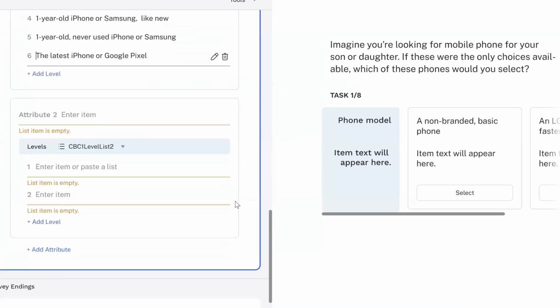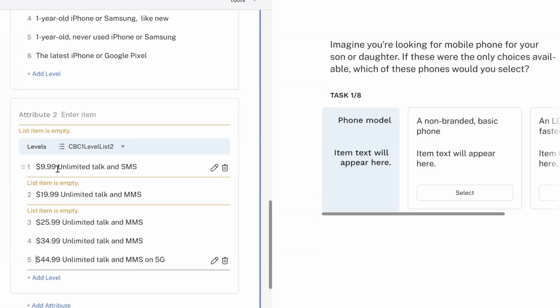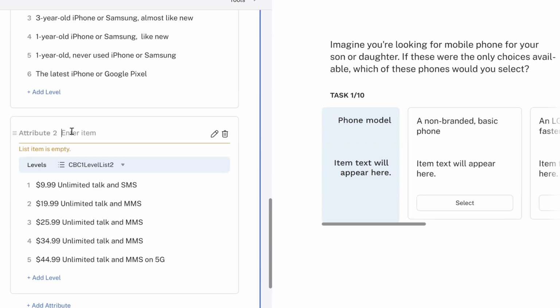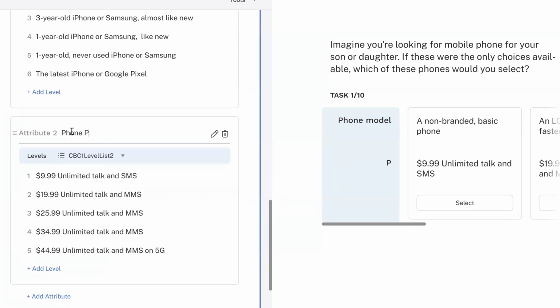Let's add the next attribute. The next attribute is now, what kind of plan would you sign up for your child? Maybe it's a fancy plan, or maybe just, these are the plans that you could set up. Actually, let me just add, the attribute is called phone plan.